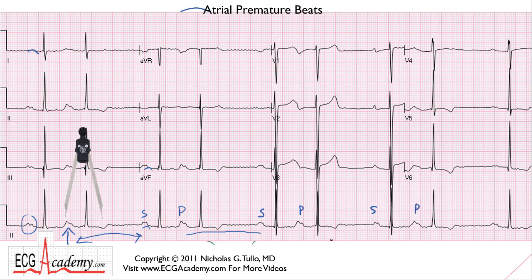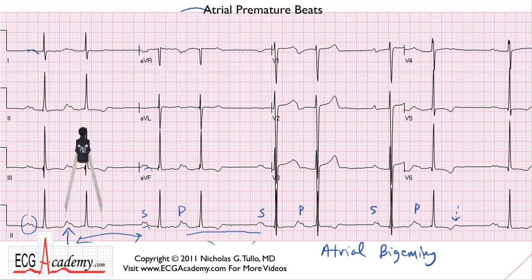So what did we call it when every other beat is premature? That's right, this is atrial bigeminy. And it's something that you see fairly often. It's more common in ventricular bigeminy, but a lot of people can be confused by this because they think that there's another P wave here that doesn't conduct, and it's often misread as Wenckebach.